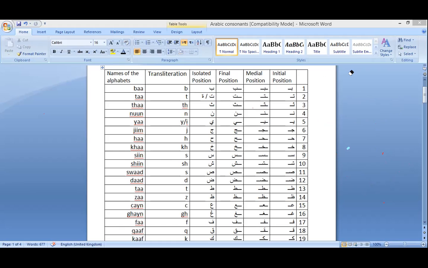Are we together? That's group 3, right? We said group 1 we had five letters, then group 2 we have Ja, Ha, Kha, then group 3 is Sa, Sha. So group 4 is Sa, Da.